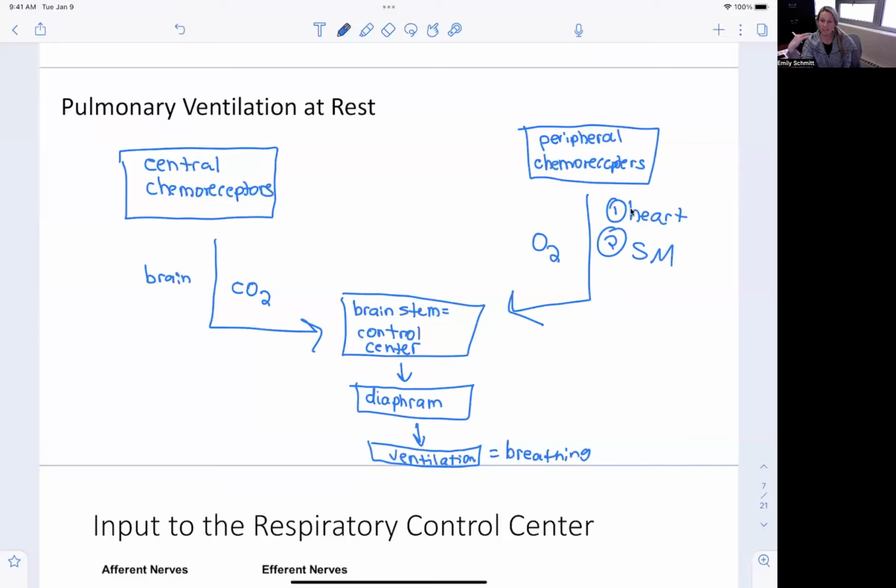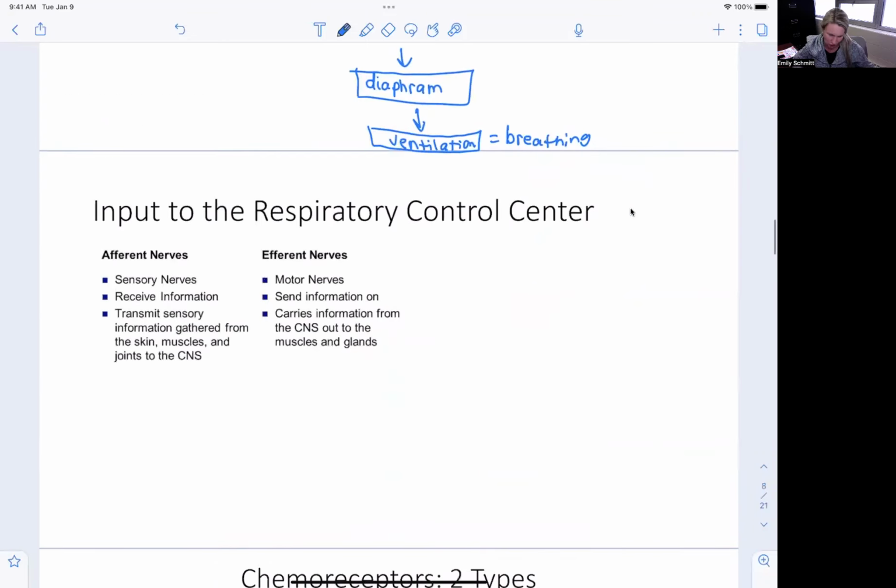As with everything physiologically, quite a few things have to line up and be perfect in order for these outputs like breathing to actually occur. So we have some input to the respiratory control center. We have afferent nerves and we have some efferent nerves. So let's talk a little bit about some receptors. We have neural receptors, and these are inputs for breathing.